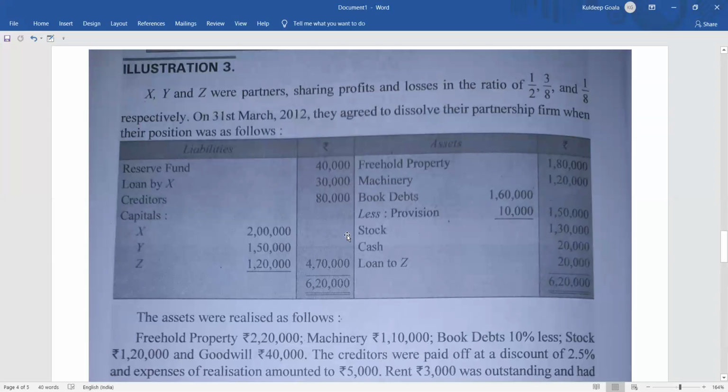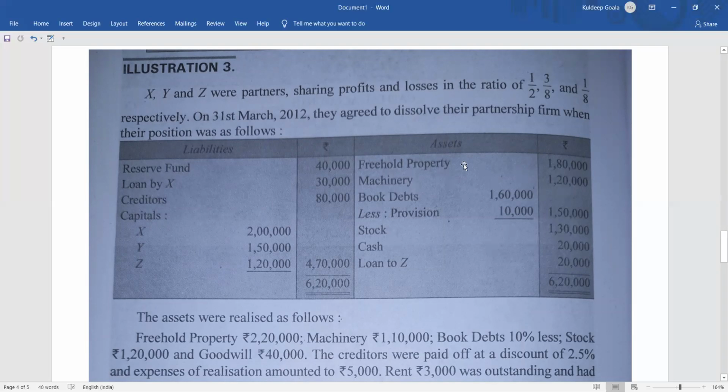Now what we will do is first of all transfer all the assets. So we know the entry. Please refer to the first video. I'm repeating once again. Why? Because if you are not clear with the first video, all the other subsequent classes of dissolution will be zero. So see what is given here. Freehold property was 1,80,000. And machinery was 1,20,000. Book debt we are going to transfer 1,60,000. Stock 1,30,000. So how will you transfer? It will be going like this.